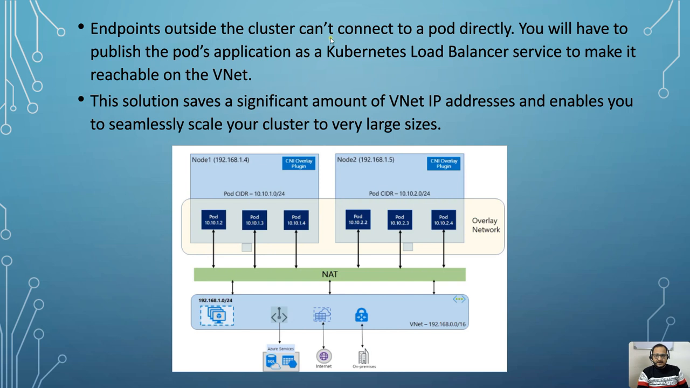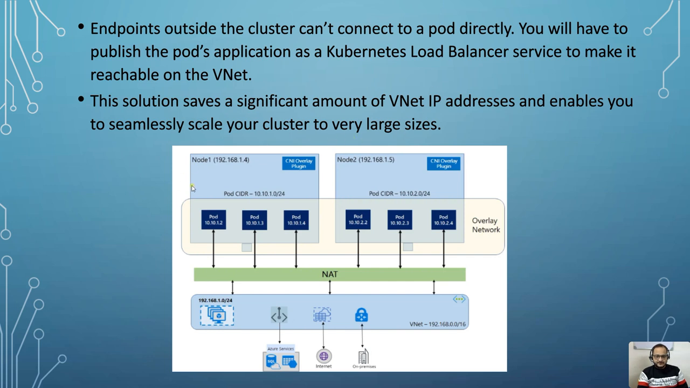Endpoints outside the cluster can't connect to the pod directly. You will have to publish the pod's application as a Kubernetes load balancer service to make it reachable on the VNet. This solution saves a significant amount of VNet IP addresses and enables you to seamlessly scale your cluster to very large size. So suppose you have 100 nodes, then only 100 IP addresses will be allocated to your nodes from the virtual network, and the pods will get different IP addresses. So in that case, you will save a lot of IP addresses in your virtual network.